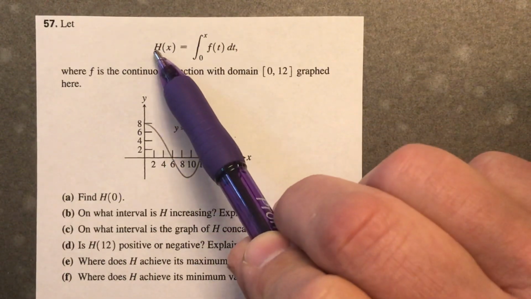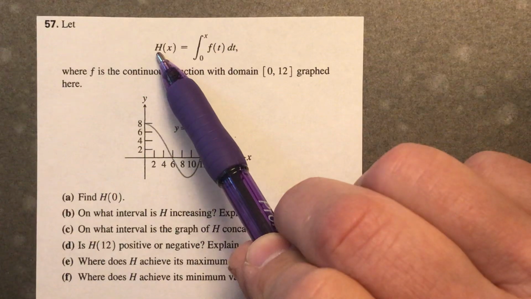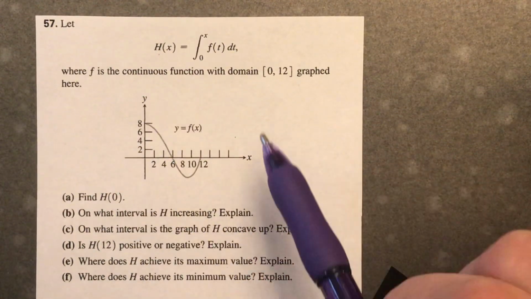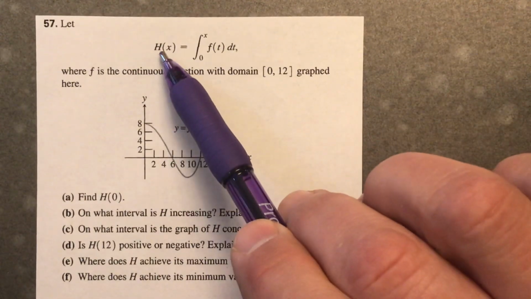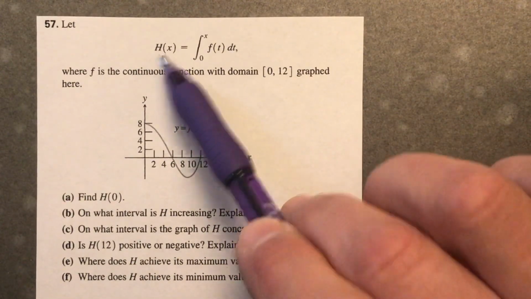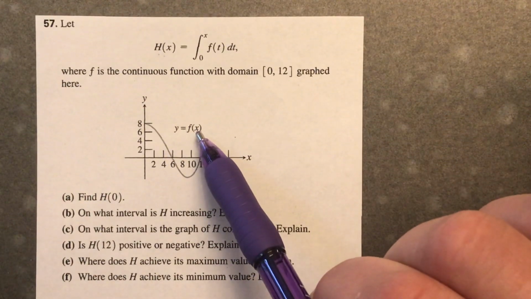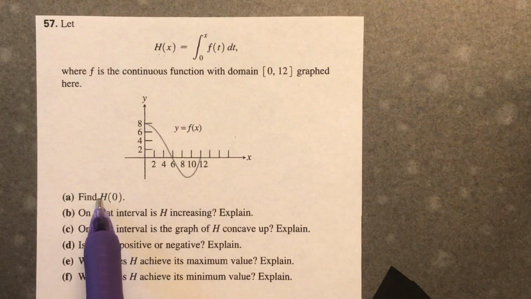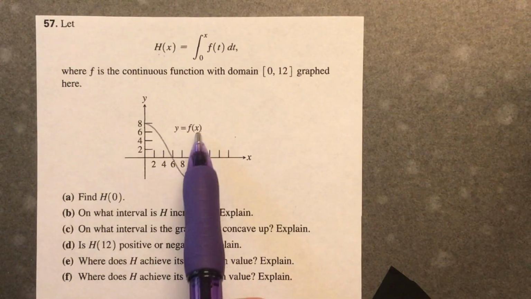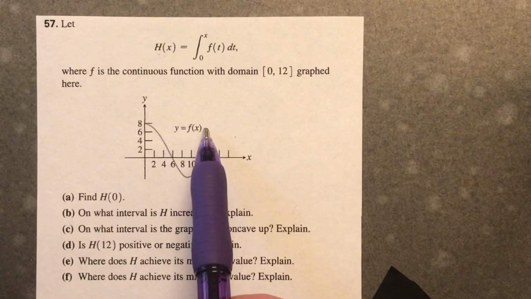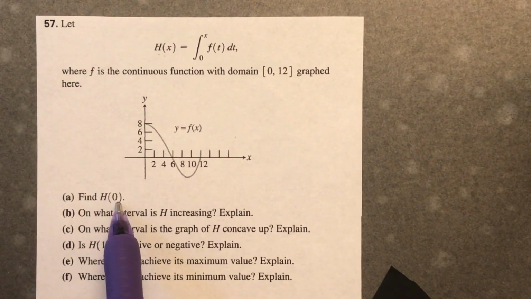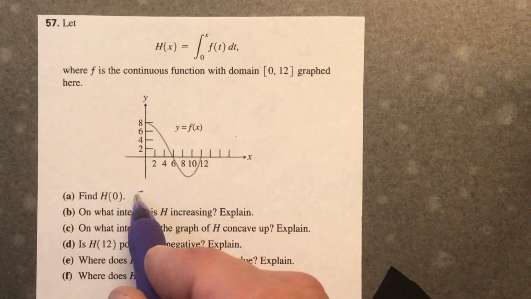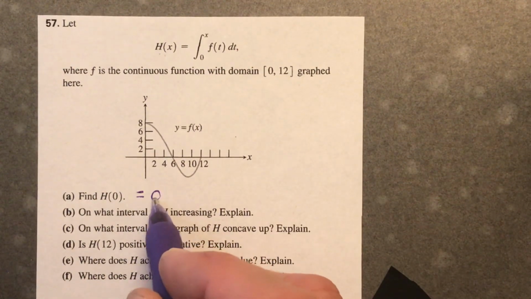If you take the derivative of capital H, then we are going to get f of x. So for this entire problem, think of the derivative of capital H as actually f of x. Now, as we walk through these problems, keep track of capital H and then also of f of x. H of 0 means we're going to integrate from 0 to 0. So this would be equal to 0.